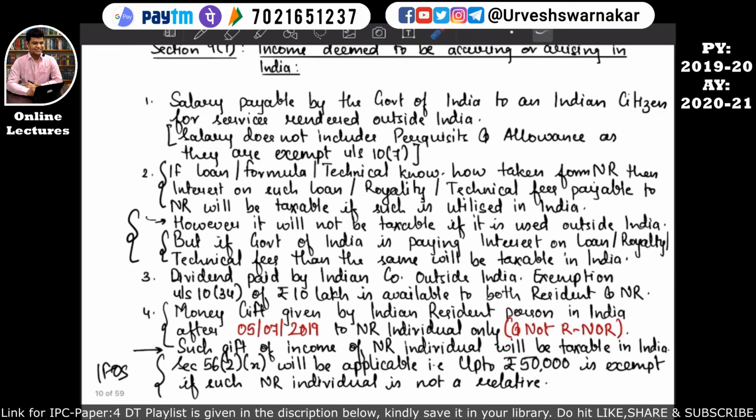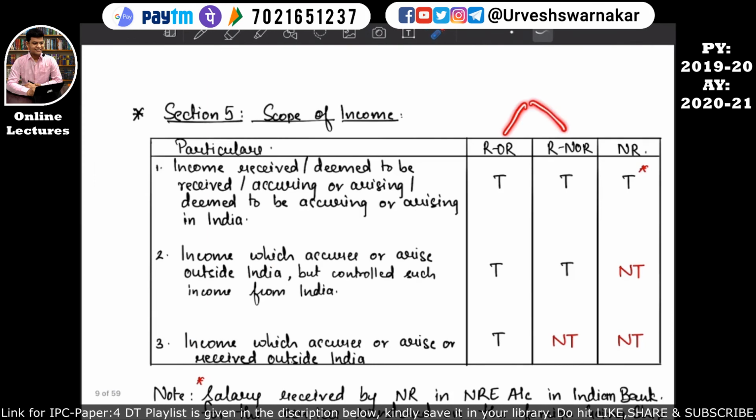There is an exemption available under section 10 subsection 34 of rupees 10 lakh, available to both resident as well as non-resident. We will study this when we will be studying the exemption under section 10 chapter. For time being only understand this much. If a dividend has been paid by an Indian company, there is an exemption available under section 10 subsection 34 of rupees 10 lakh. This is a partial exemption. I hope this is quite clear. And such exemption of rupees 10 lakh is available to both resident as well as non-resident. I hope this is quite clear to you all.